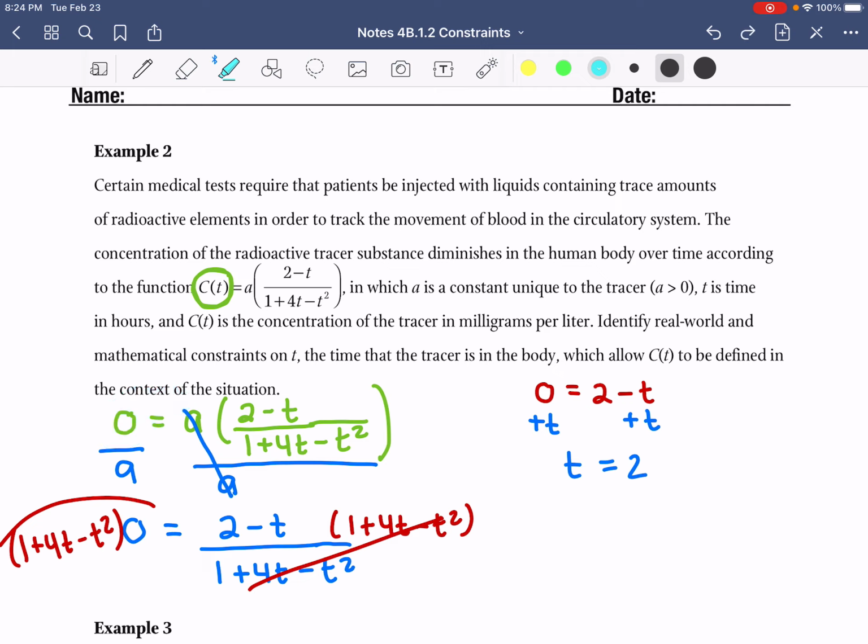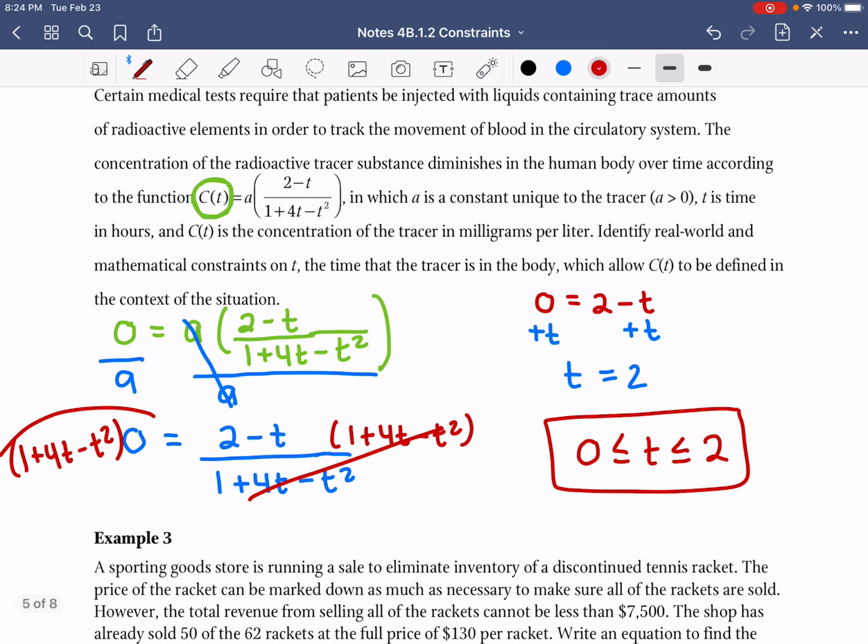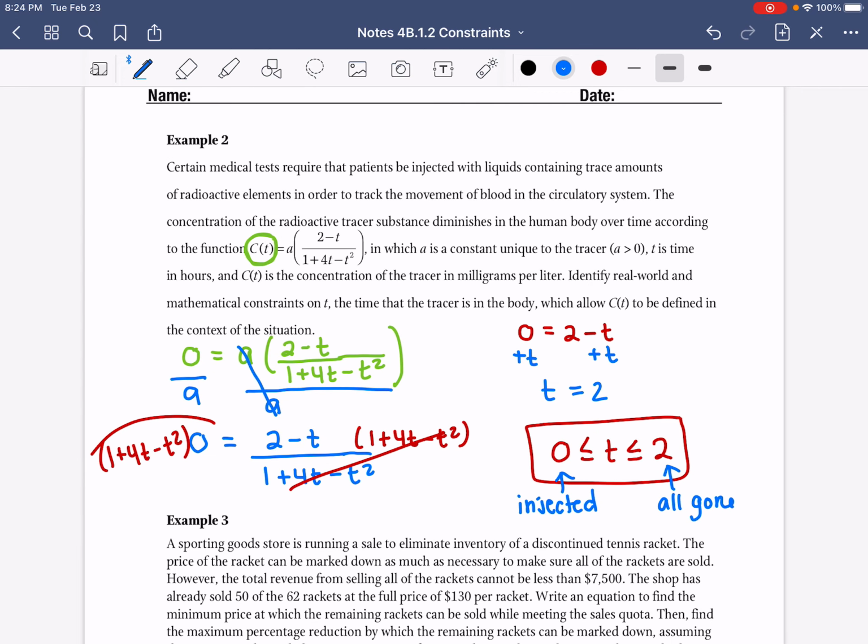It's not going to stay in your body forever. So what we have then is time, okay? It's all gone at 2 hours, and we said that time has to be positive, so we had to start the time at 0, and we end the time at 2 because that's when it's gone. So basically what these numbers mean is this is when you are injected, right? This is when you start. That's when time starts, and then at 2 hours, that's when it's all gone. I don't know, is it your heart that cleans out your kidneys? I don't know, whatever cleans your blood.